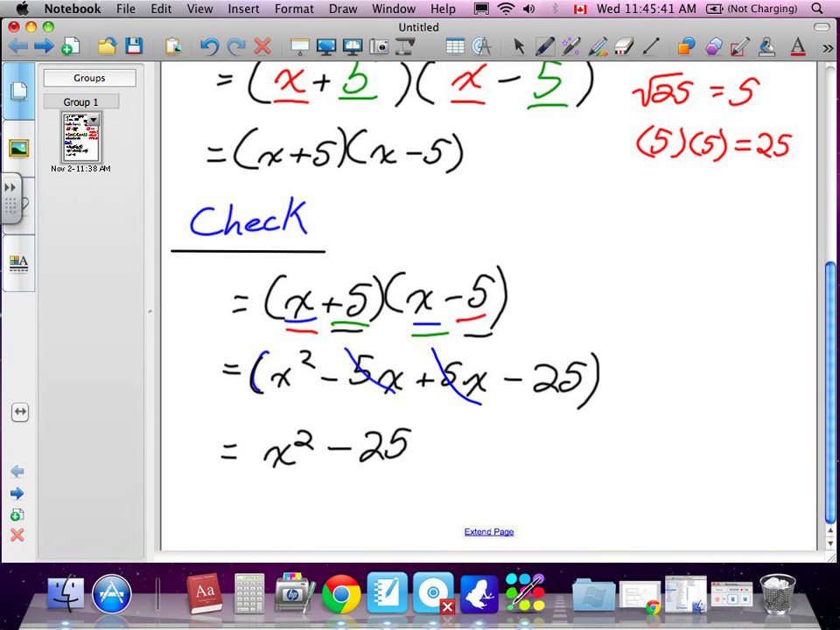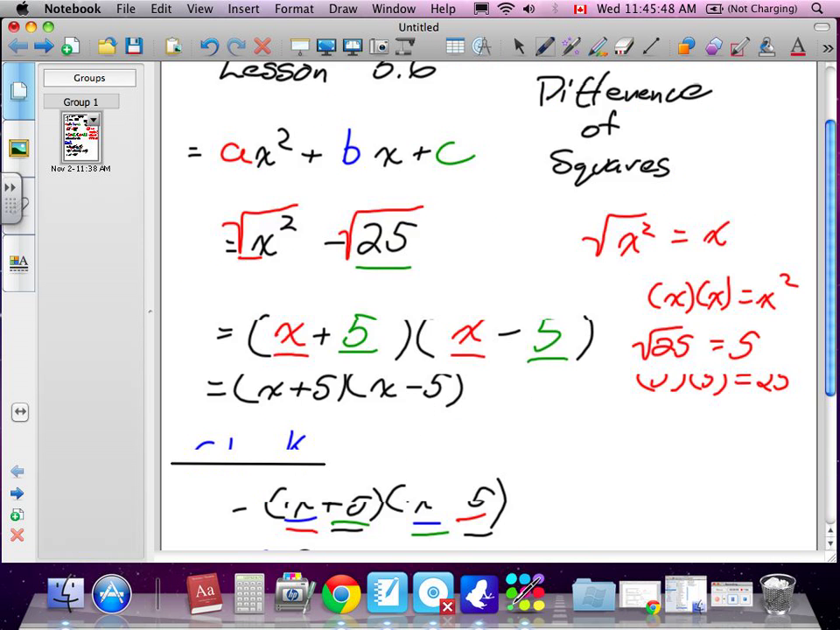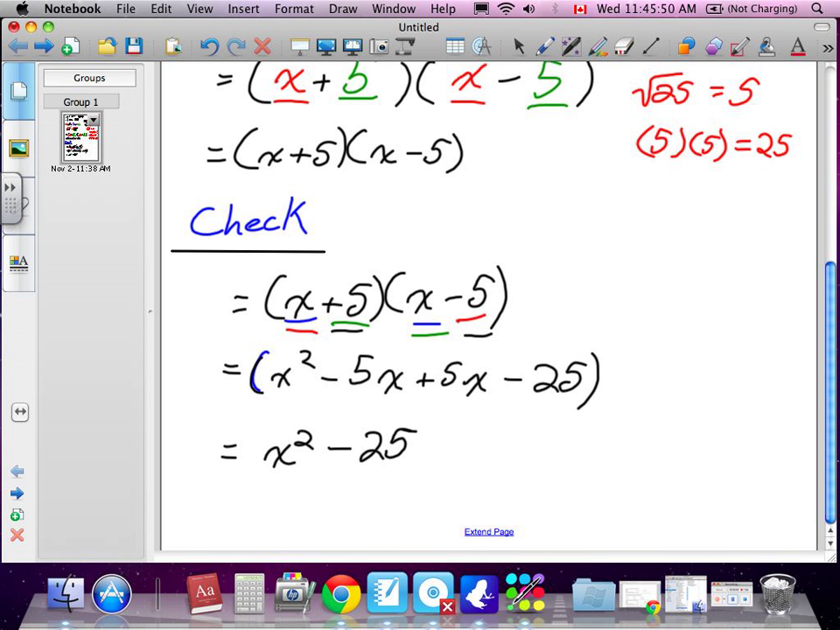So that's the idea behind factoring a difference of squares. We're able to find the square root of the last term. If you guys remember, square root of 25 is going to give me these two terms here. And the square root of our first term will give us our first terms in the brackets.